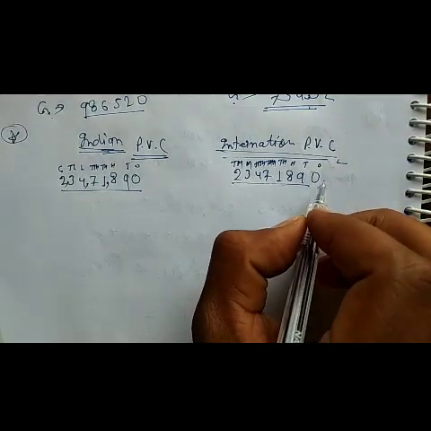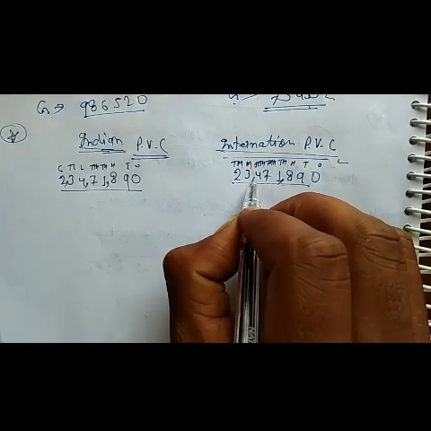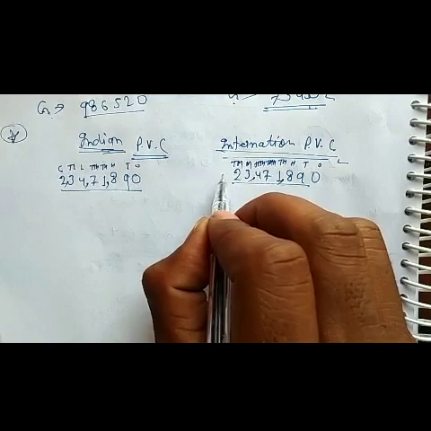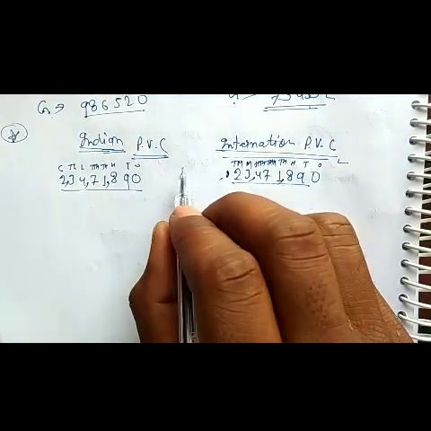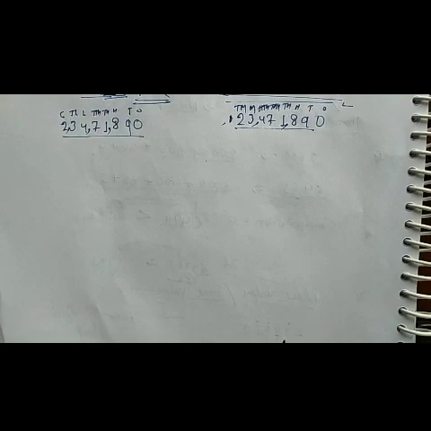In the international place value system: ones, tens, hundreds, thousands, ten thousands, hundred thousands, millions, ten millions, hundred millions, and after hundred million, billion, ten billion, hundred billion, and so on. So this is the proper system to read numbers, the Indian place value system and the international place value system.